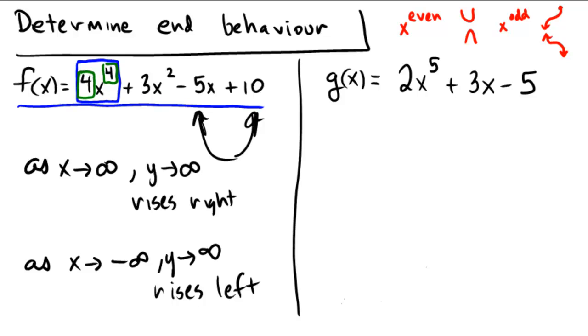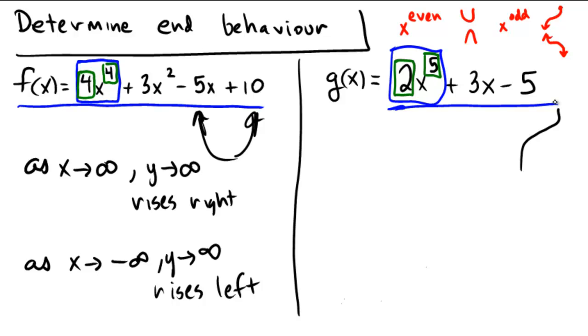Okay, for the second one, we have 2x to the fifth plus etc. So in our leading term, we have a power that is an odd number, which means we're getting a John Travolta type shape, and our leading coefficient is positive. So that means it's going to be moving upward on the right hand side. So very roughly it's going to look like this. So as x goes towards infinity, y is going towards infinity.